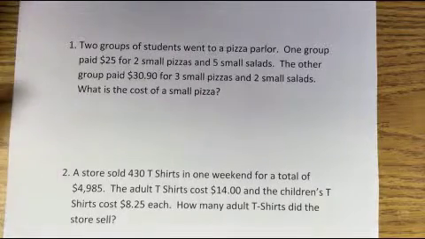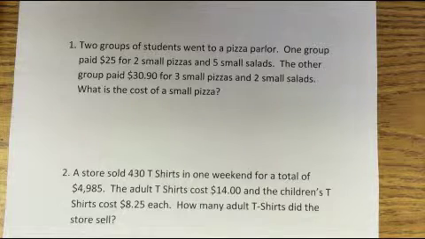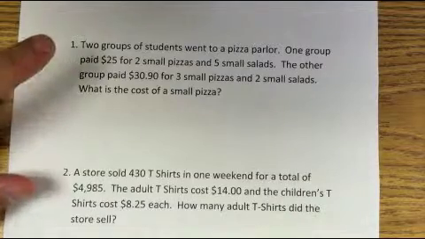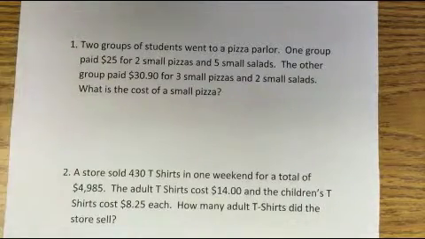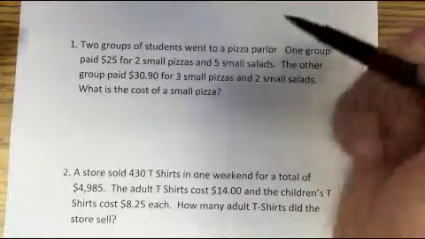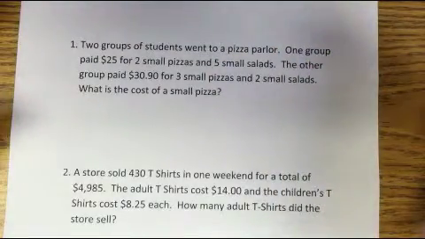So number 1, 2 groups of students went to a pizza parlor. One group paid $25 for 2 small pizzas and 5 small salads. Okay? The other group paid $30.90 for 3 small pizzas and 2 small salads. What is the cost of a small pizza? Okay, so what can you tell here? What are the variables? What exactly are we dealing with here?